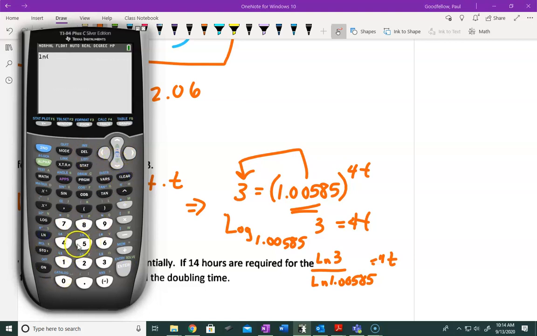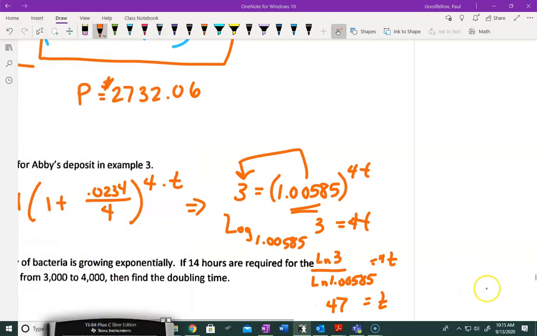So the ln of 3 divided by the ln... and it's just me, I happen to be one of these kind of people that really thinks the ln is more appropriate to most of these questions than just doing common logs. And poor little Abby's got to wait 47 years before she can actually get her money to triple.